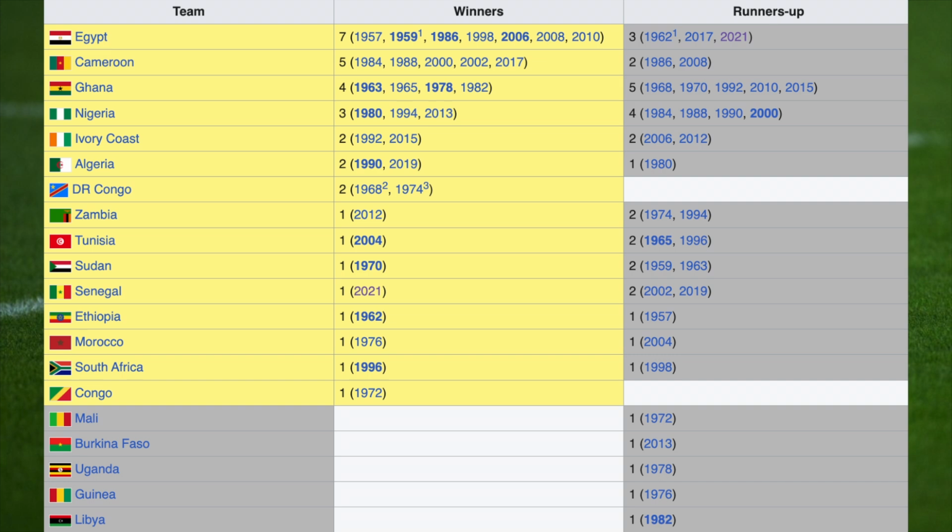Maybe not as many household names as the Euros or Copa America, but there's some really great teams in Africa. We just saw Morocco make a World Cup semifinal in 2022. This is a really fun continental competition.